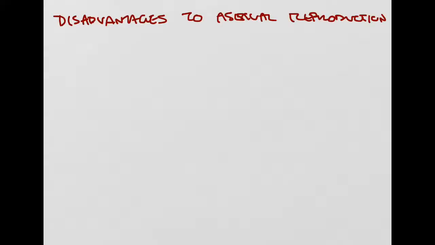All right, over the past couple of days, we've been talking about disadvantages and advantages of either asexual or sexual reproduction. And we did discuss already the advantages to sexual reproduction. Let's talk about the disadvantages to asexual reproduction. Now, it turns out there are actually very few disadvantages. That doesn't mean they're not significant, but there aren't that many of them.